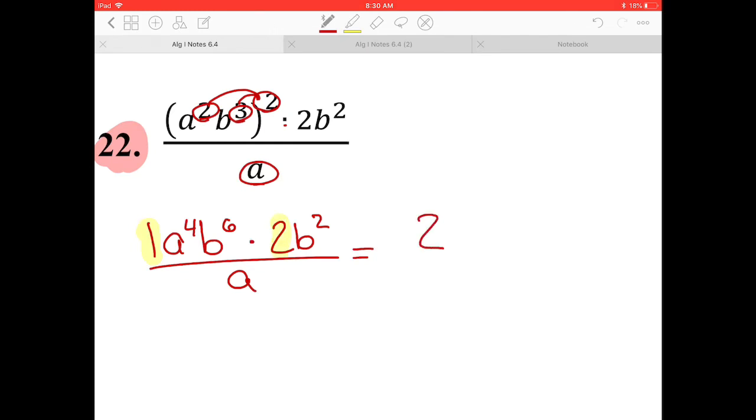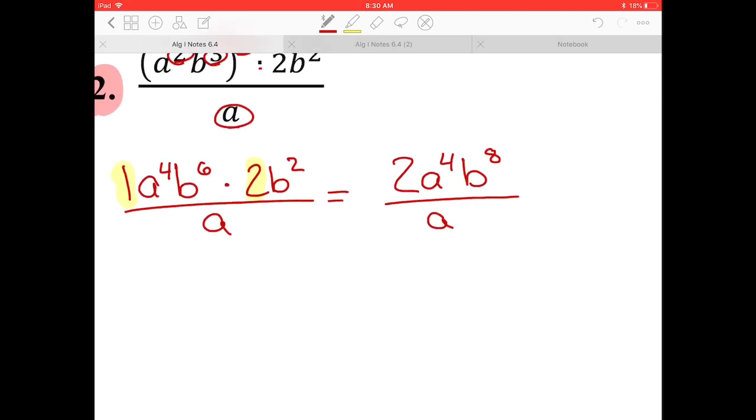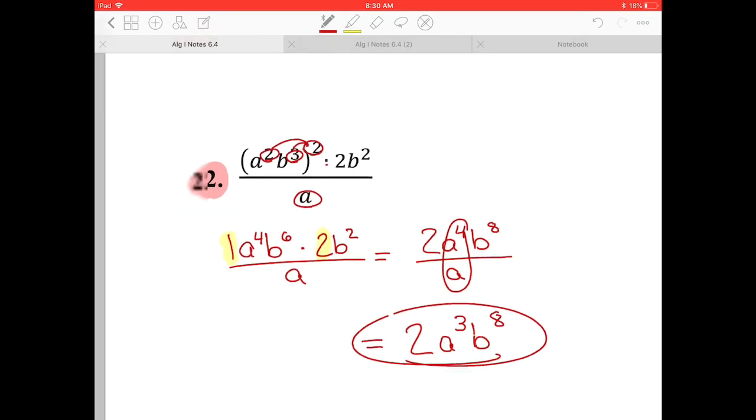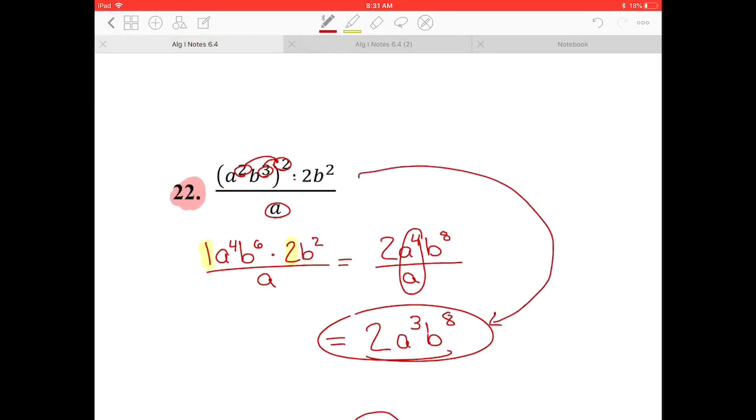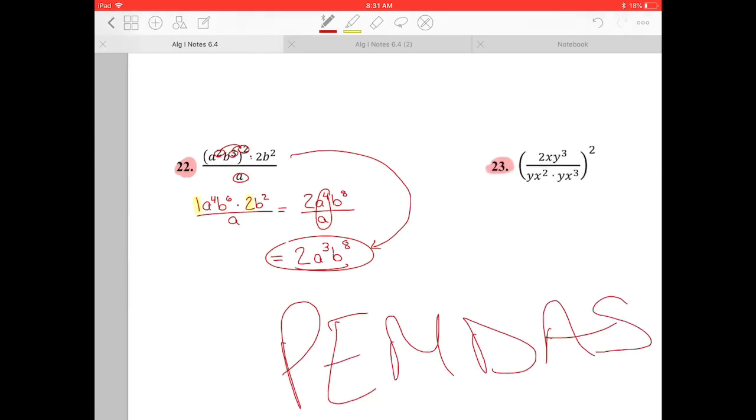Add your exponents. A to the 4th. There's only one a, so it's just going to stay like that. B, we have 6 plus 2, so that's going to become b to the 8th power. And the whole thing's divided by a. So final step is to do the quotient property. 2 is just going to stay at 2. A, 4 minus 1 is a cubed now, and b to the 8th. There's your final answer. So this whole thing, when it gets simplified, turns into that. Okay?